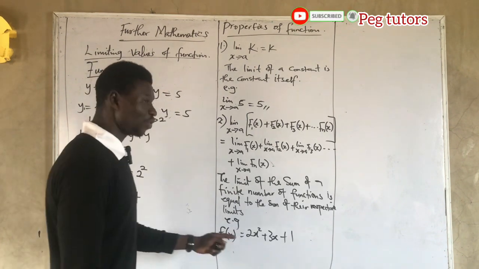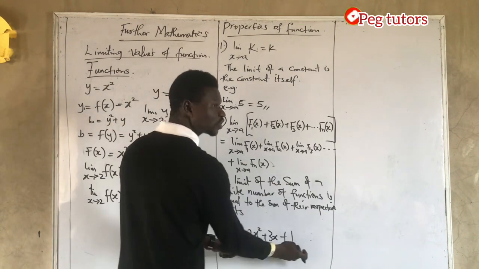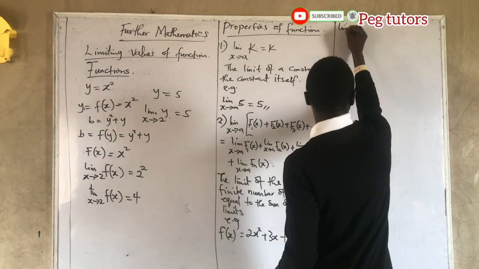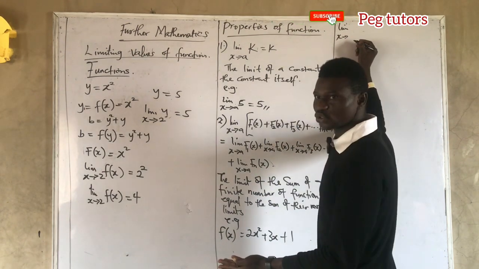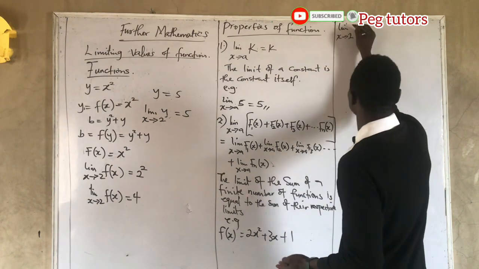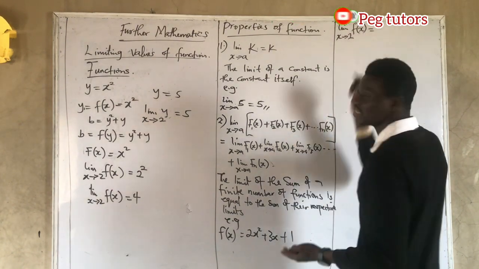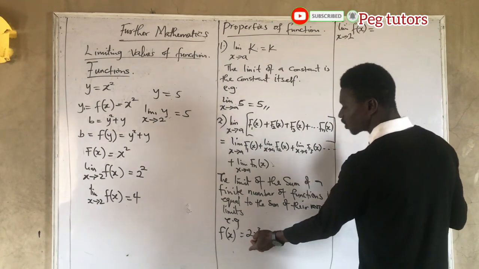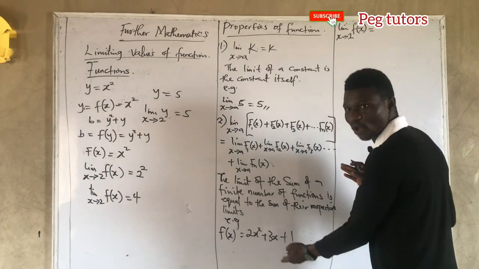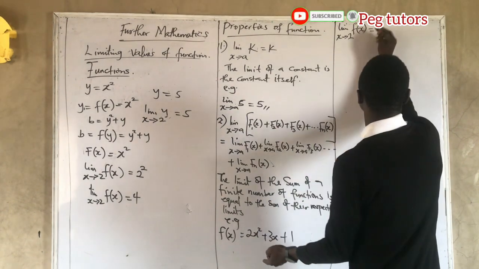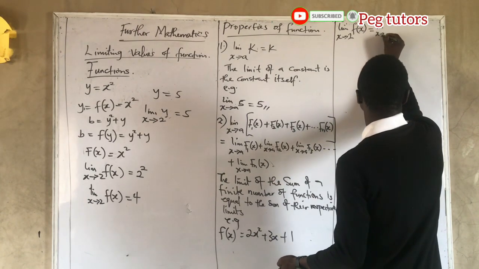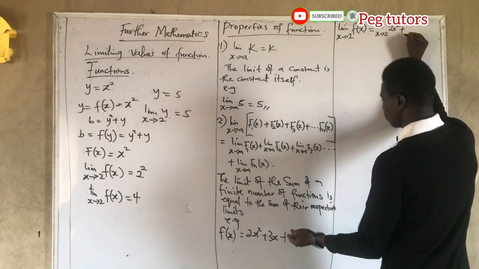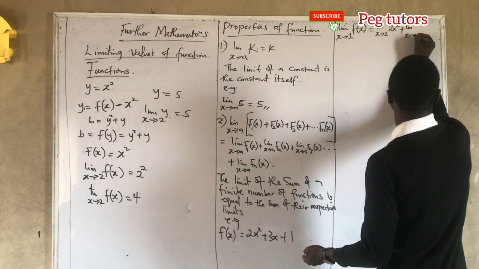Are we together? Now, if they ask you to take the limit of the whole of this function, for example, set the limit as x tends to, what will you choose? 2. Limit as x tends to 2 of f of x is the same thing as taking the individual limits. So that means you have to take this limit plus this limit plus this limit. So let's take this limit. That will be limit as x tends to 2 of 2x squared plus limit as x tends to 2.